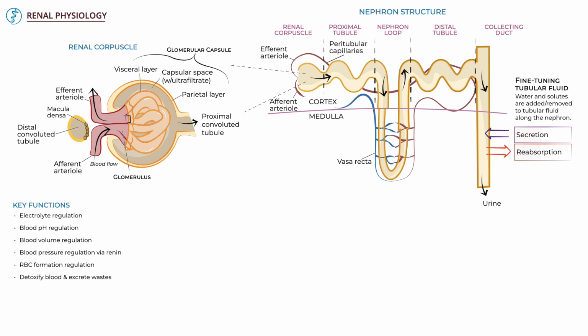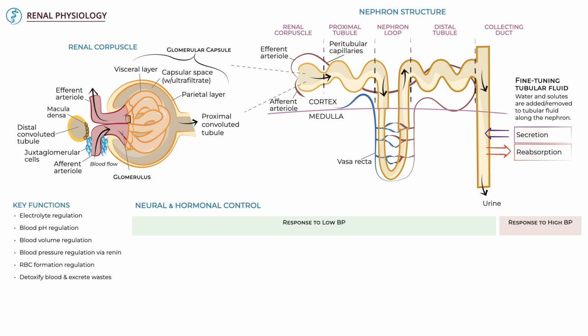Then show juxtaglomerular cells around the afferent arteriole. These cells sense when blood pressure through the afferent arteriole is too low and secrete a special enzyme called renin. It ultimately leads to increased blood pressure. Now let's shift to neural and hormonal control of blood flow through the nephron. Indicate that we'll learn 3 mechanisms that respond to low blood pressure and 1 that responds to high blood pressure.